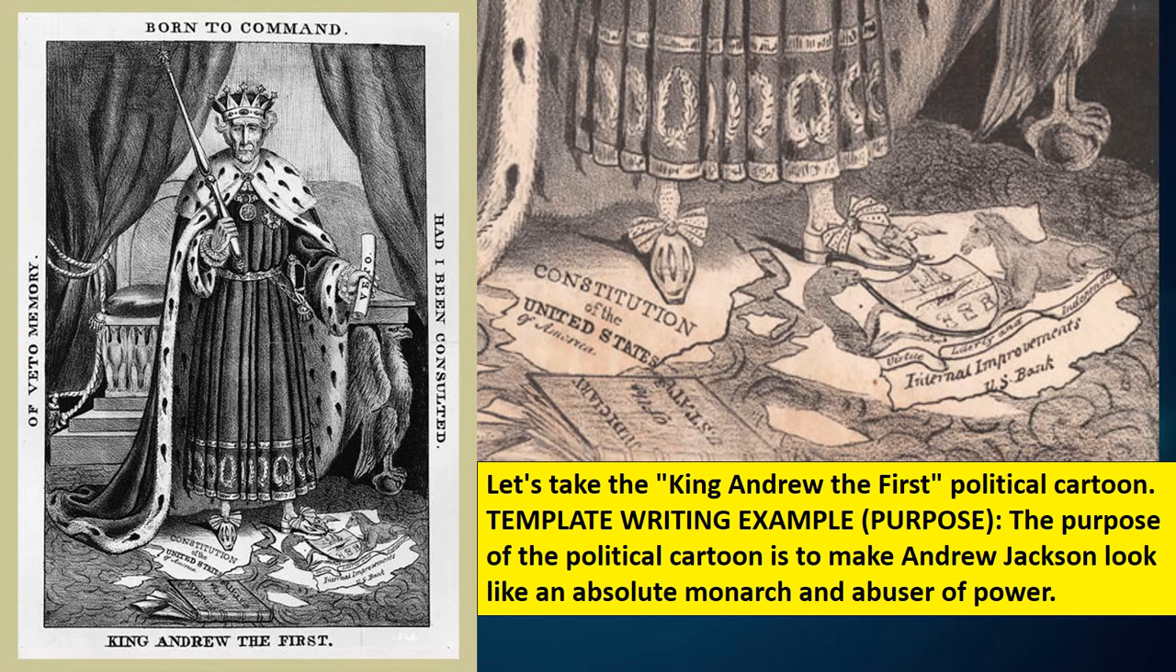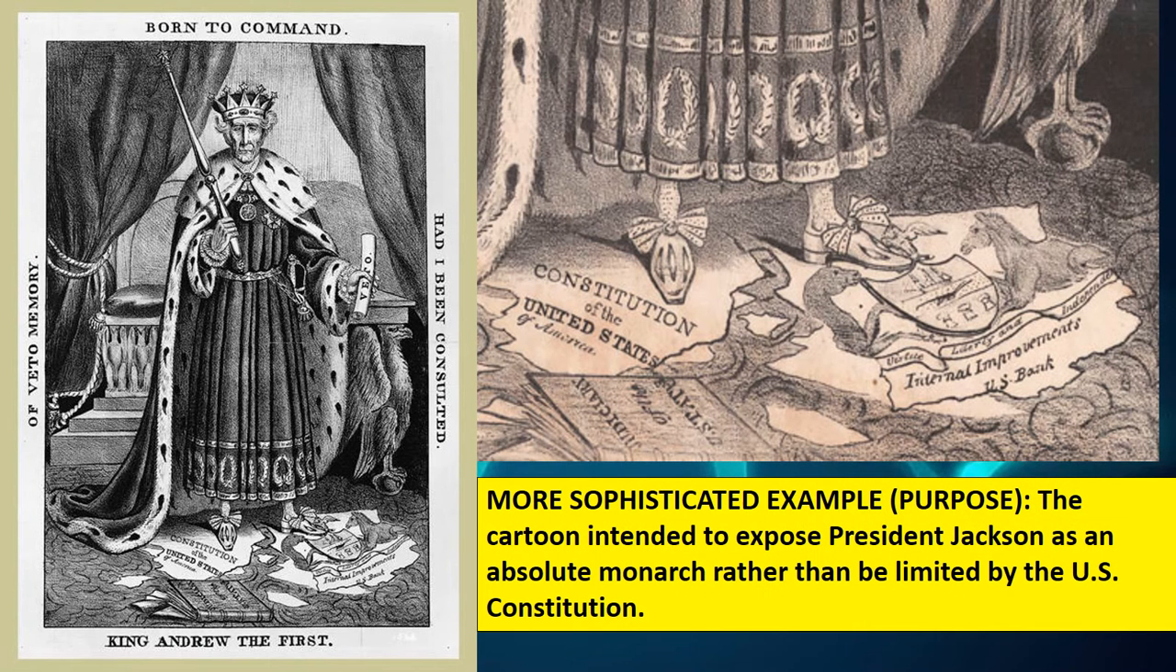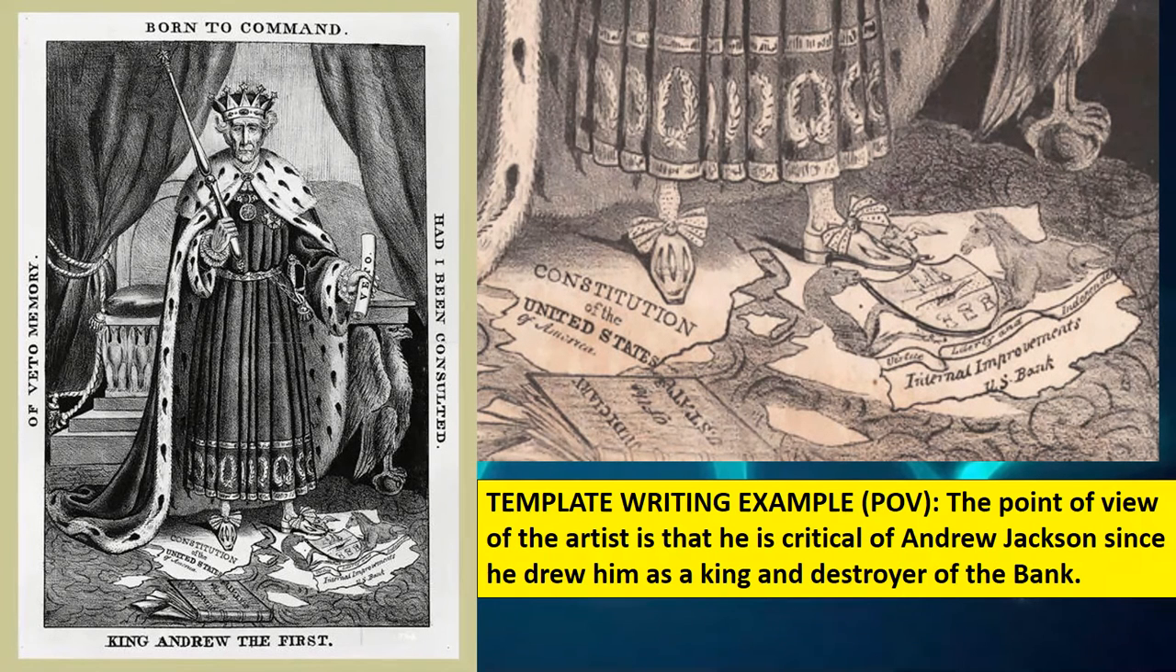Template writing: the purpose of the cartoon is to make Andrew Jackson look like an absolute monarch and abuser of power. But a more sophisticated example of that would be: the cartoon intended to expose Jackson as an absolute monarch rather than be limited by the U.S. Constitution. You got to look at the section where he's standing on top of the U.S. Constitution to make that point.